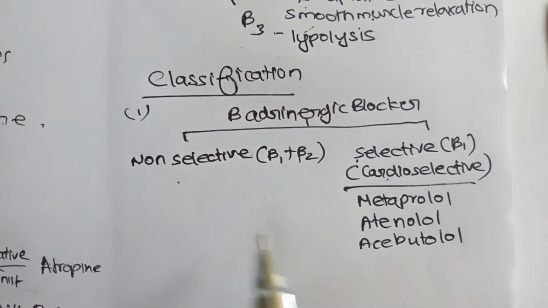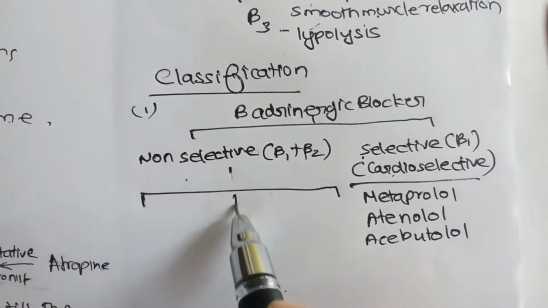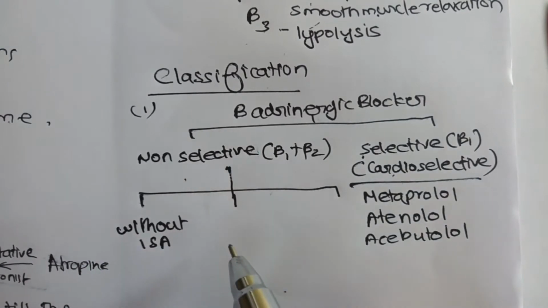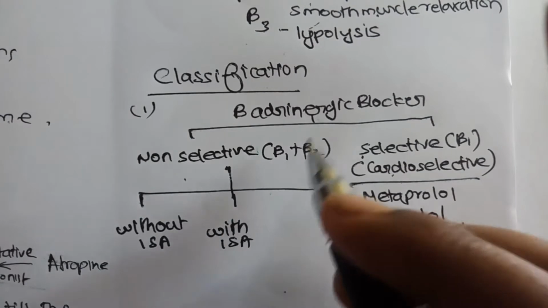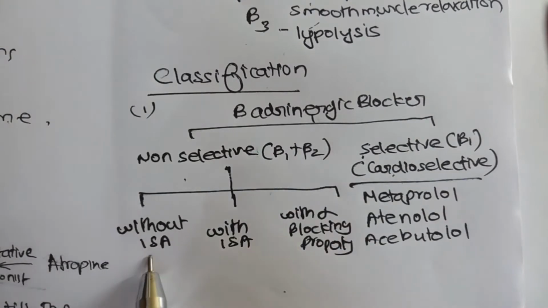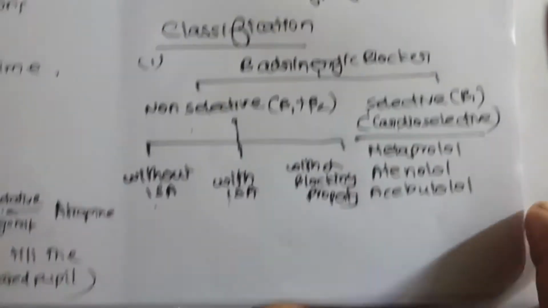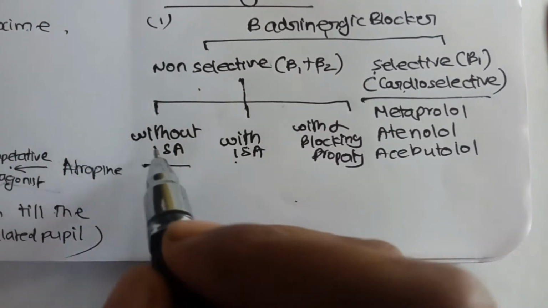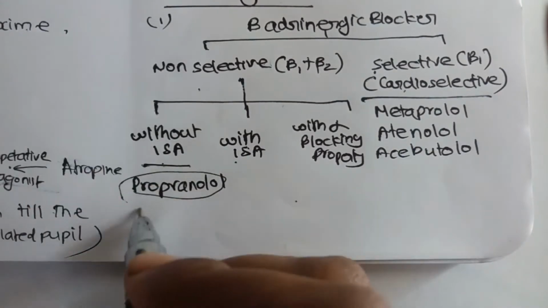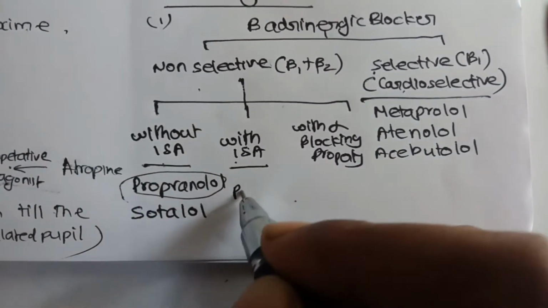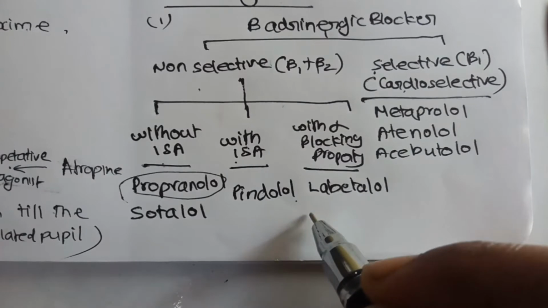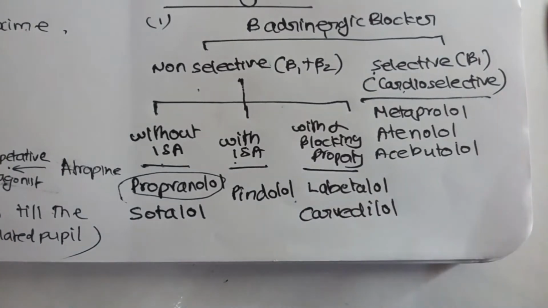Metoprolol, atenolol and acebutolol. Now the non-selective is again divided into three: one without intrinsic sympathomimetic activity, one with that kind of activity, and also some group of drugs having alpha blocking property. Let us study some examples for each of these groups. Without ISA, we have propranolol, which is the most common drug that we identify as a beta blocker, and also sotalol. With ISA, we have pindolol, and with alpha blocking property, we have labetalol and carvedilol.